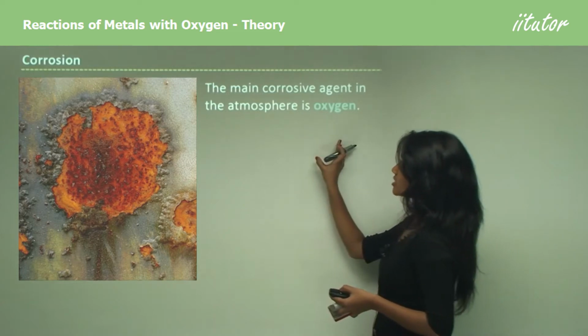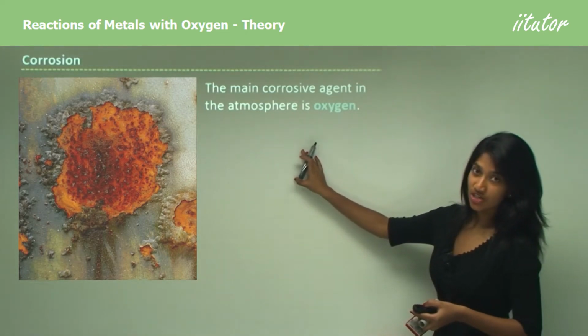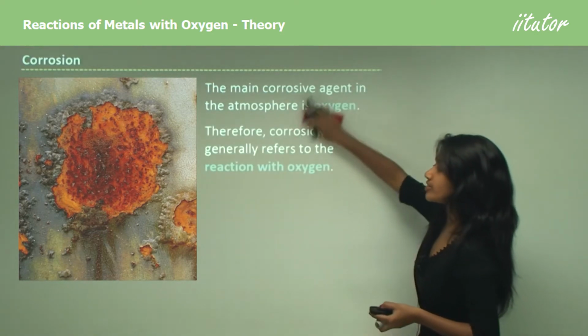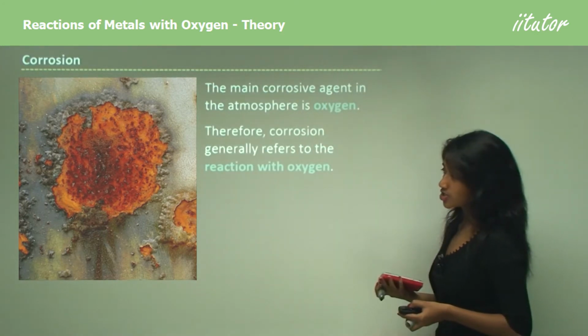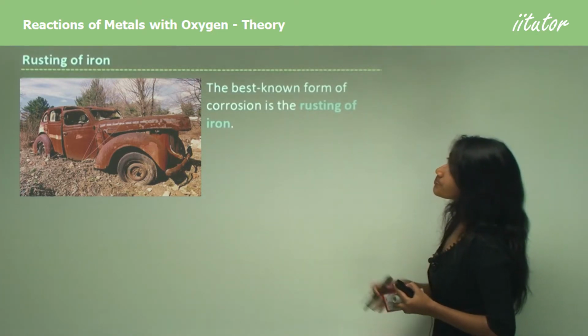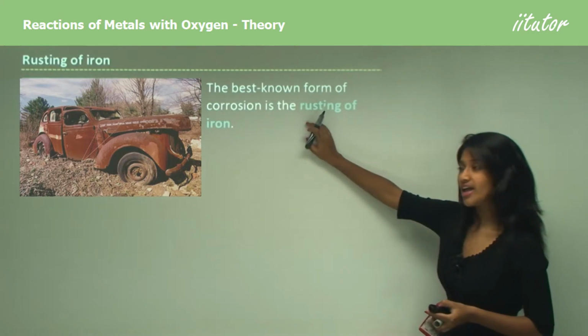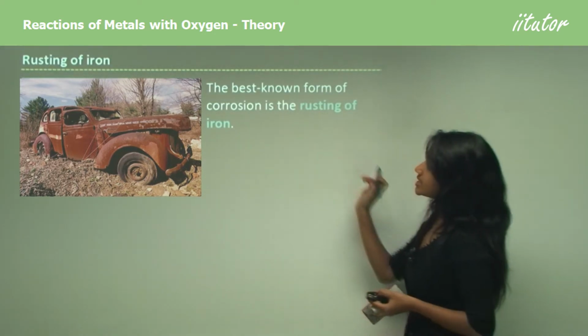The main corrosive agent in the atmosphere is oxygen. So this is the main corrosive agent. Therefore, corrosion generally refers to the reaction with oxygen. However, the best known form of corrosion is the rusting of iron, and you would have encountered this several times.